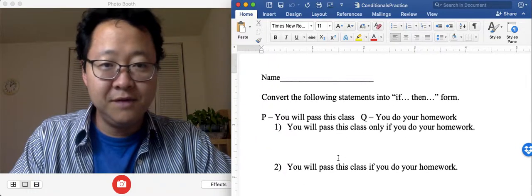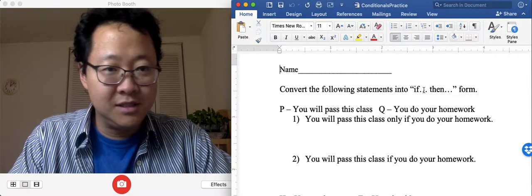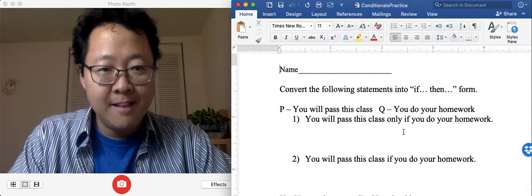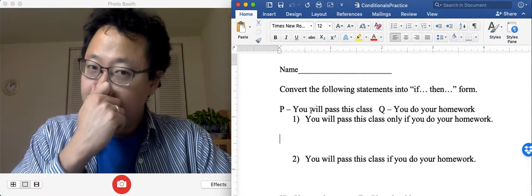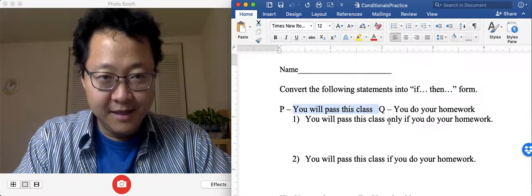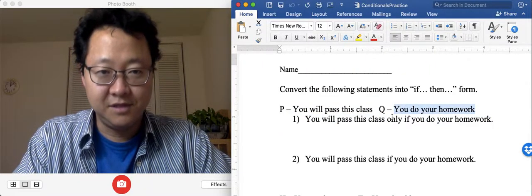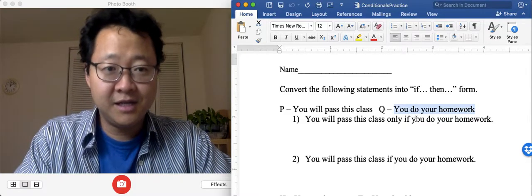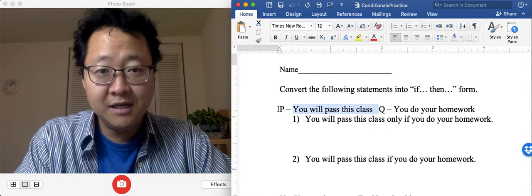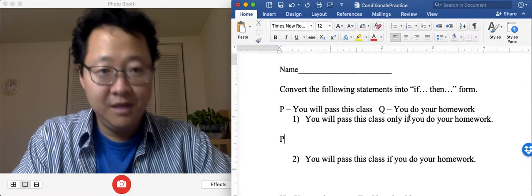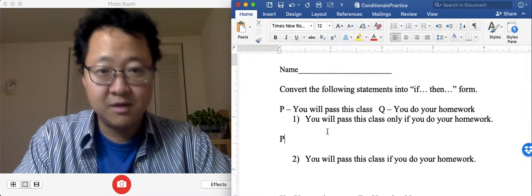Okay, so the first thing you want to do for these is convert the following sentences into if-then form. What you want to do is first translate them into letters, and after that, do the conversion. So, you will pass this class only if you do your homework. You will pass this class is P. You will pass this class P only if Q, you do your homework.